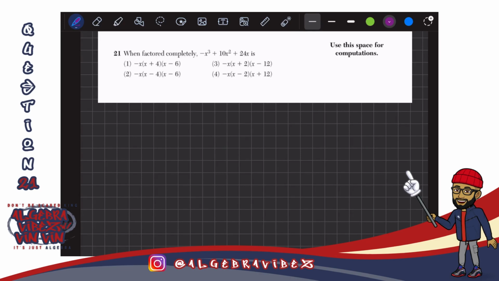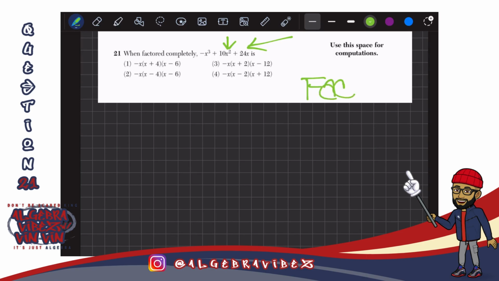All right, everybody. This is question 21. When factored completely, negative x cubed plus 10x squared plus 24x is one of these 4 choices. First thing I like to do is find the factors that are going to add up to this number here and multiply to this number here. So we really just have to find factors of 24.